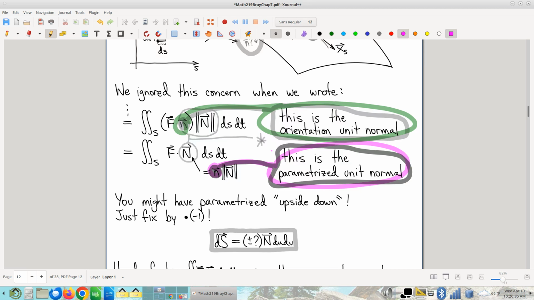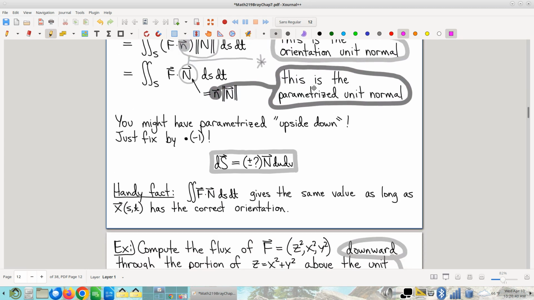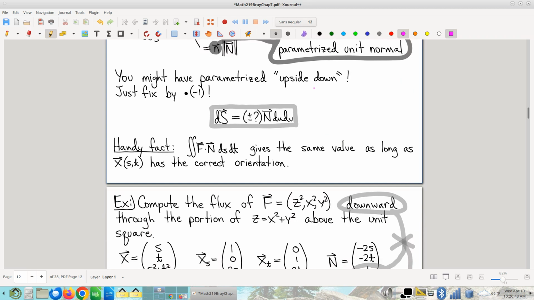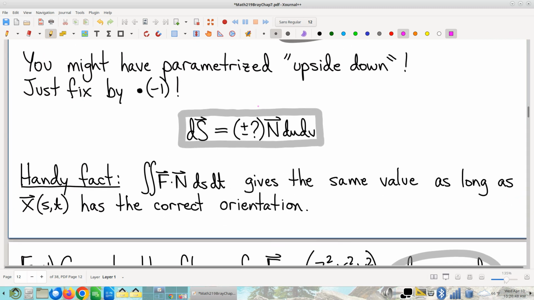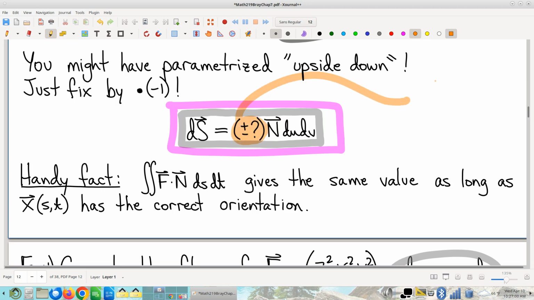So, that's a worry, and we're going to have to be careful about that. When I write down the relationship between the dS vector and the parameterization normal, capital N, you'll notice in here that I'm including, very importantly, a plus or minus question mark. Because you cannot assume that your parameterization orientation and your intrinsic given orientation will be the same. You just can't assume that.